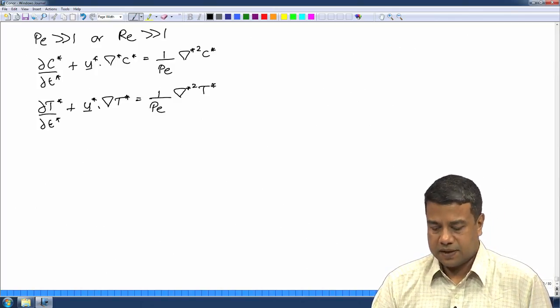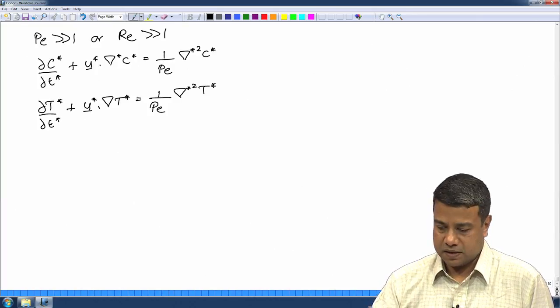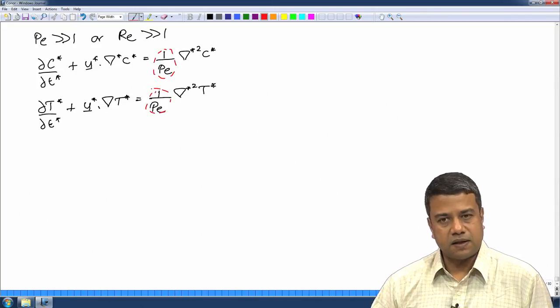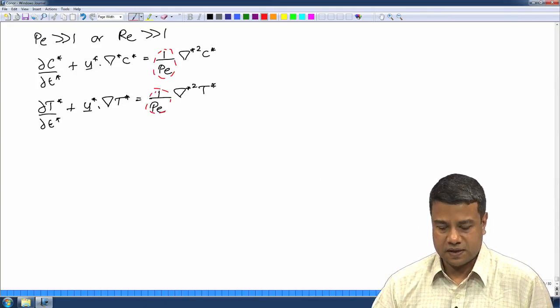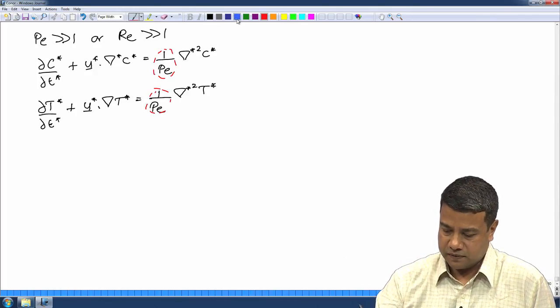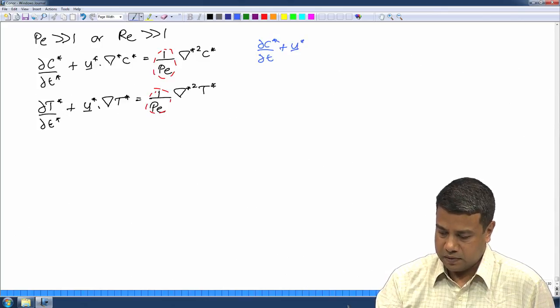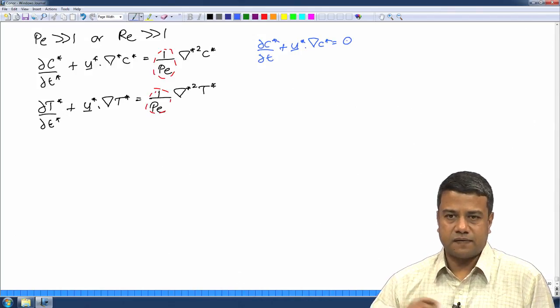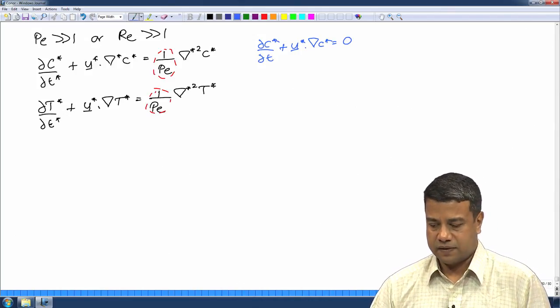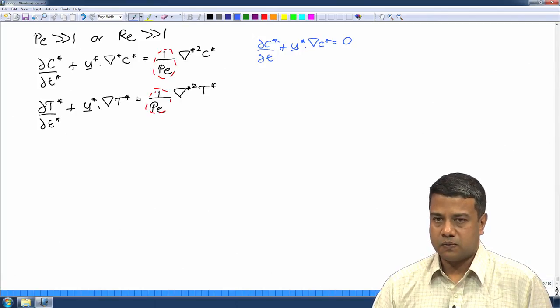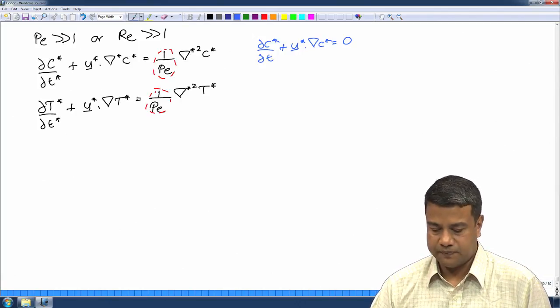In this case, you would think simplistically, Peclet number is large, therefore, this number is very small. So, I can just neglect the right side of the diffusion equation and solve an equation of the form partial C by partial T plus U dot grad C equals 0. You just go ahead and solve that to get the concentration field, and a similar equation for the temperature field. However, when you do that, the original equation that you had was a second order differential equation.